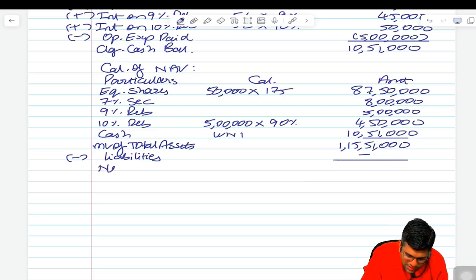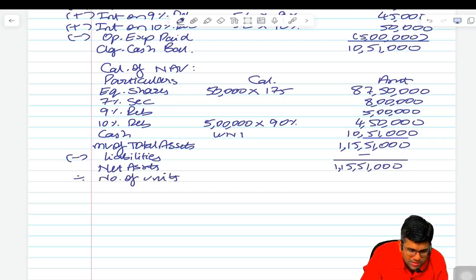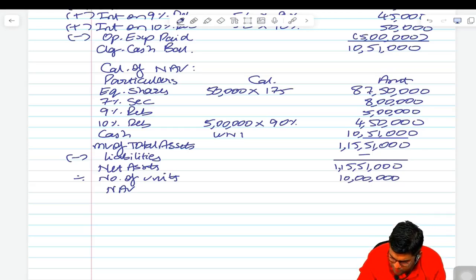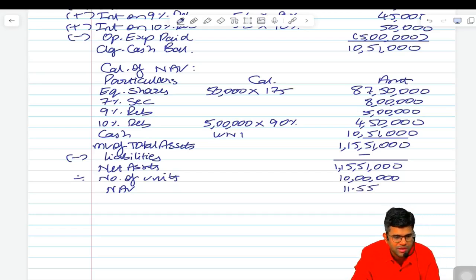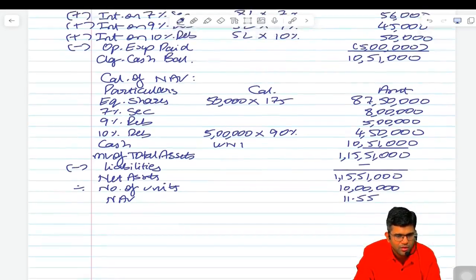And you get net assets as 1 crore 15 lakh 51,000 divided by number of units. Can you please tell me on the chat box how many units are there? 10 lakh? Okay. If I divide by 10 lakh units, I will get NAV as what? 115.51? No, 11.55. Okay, 11.55. Everyone done? Rupees 11.55 will be the NAV. All clear?